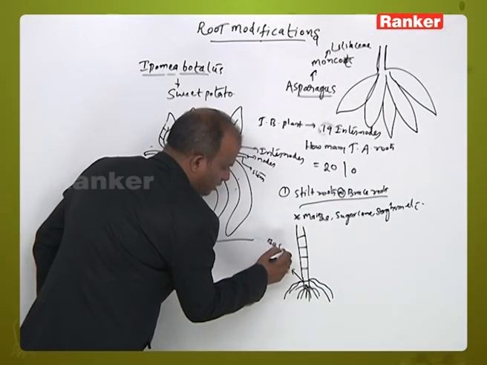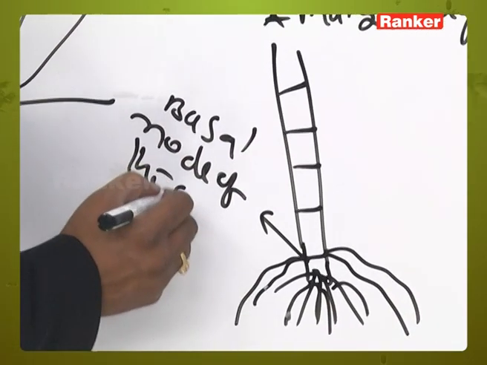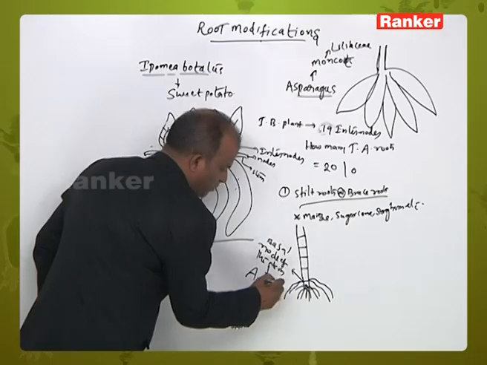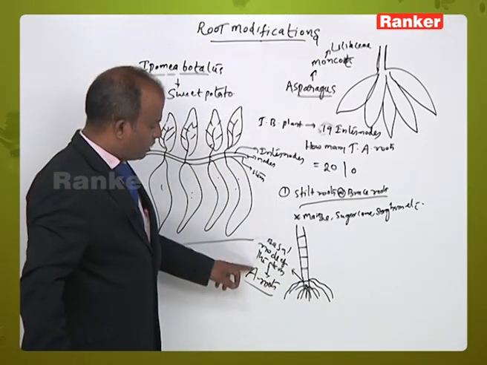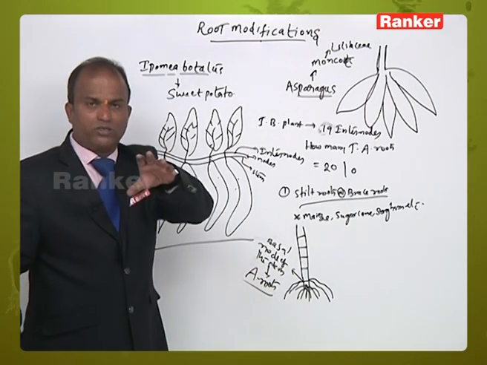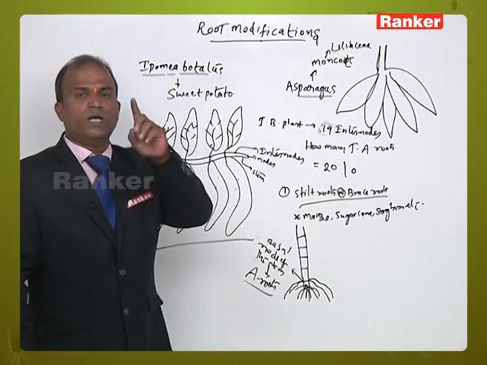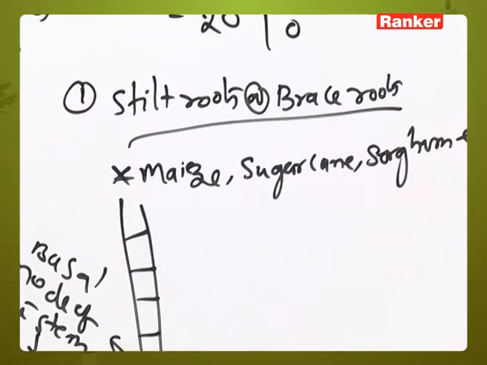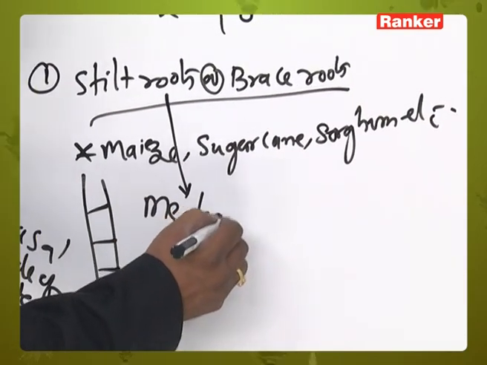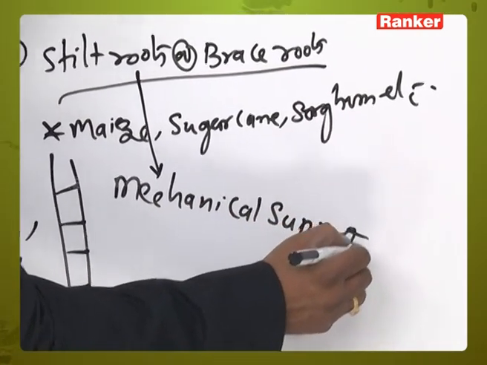From the basal node of the stem, adventitious roots are developing. Do they function like a root? No, they cannot help in absorption of water and minerals, but they help only in mechanical support. That means the stilt roots help in mechanical support.